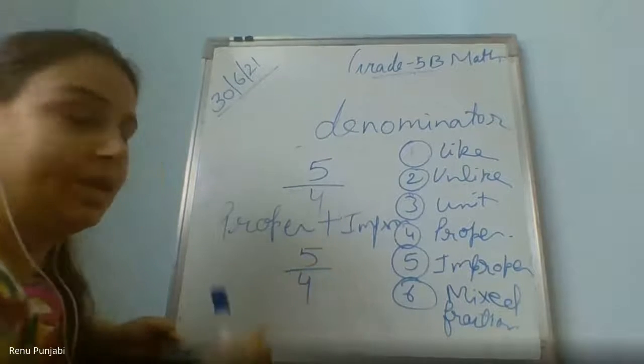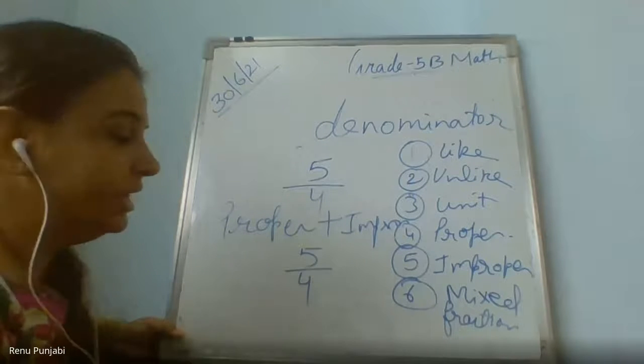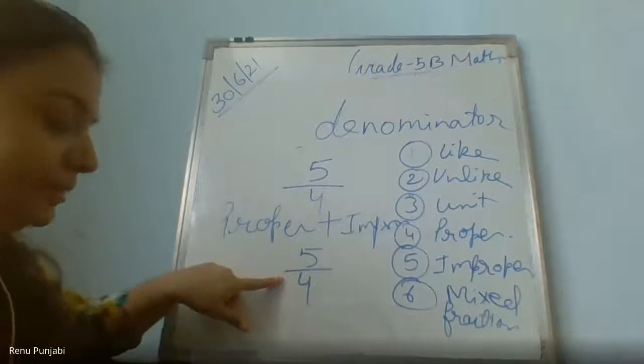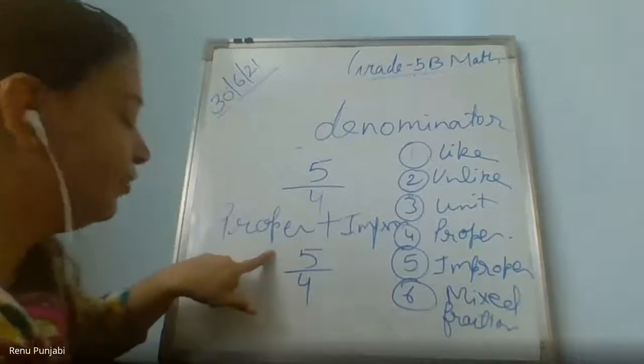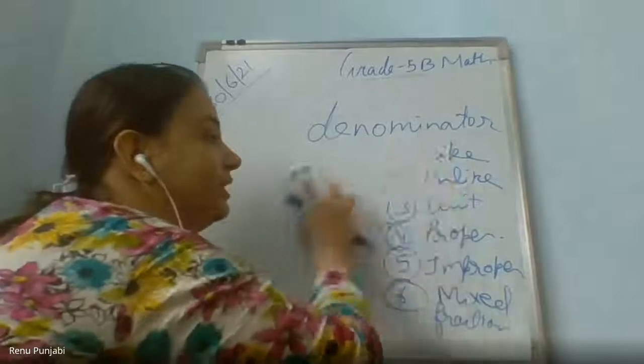5/4. You can see here the numerator is greater and the denominator is smaller. In this case, what do you see? 5/4 का मतलब क्या समझते हैं आप? Can anyone explain what you understand by 5/4? Ma'am, we understand that from 4 parts we have taken 5 parts, but it is not possible.